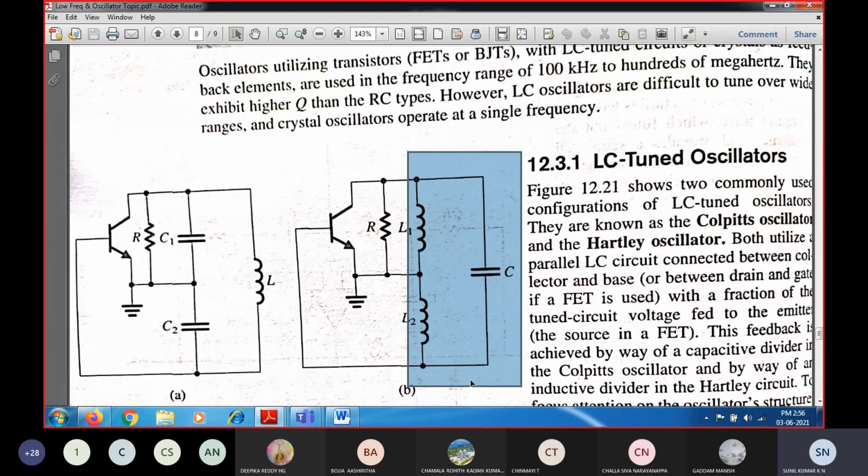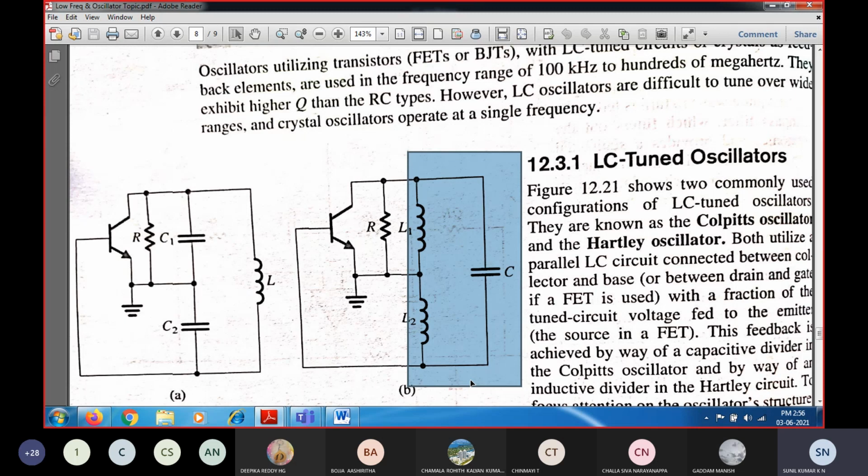Normally, if you use this type of LC tank circuit, it provides an oscillation frequency greater than 100 kilohertz. What was the drawback in the RC phase shift oscillator? It was limited only up to hundreds of kilohertz. But if you go for LC as well as crystal oscillators in the feedback path, the crystal oscillator also has an electrical equivalent. If you draw the crystal oscillator, you have R, L, and C.